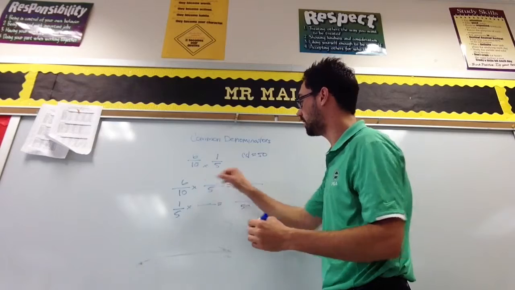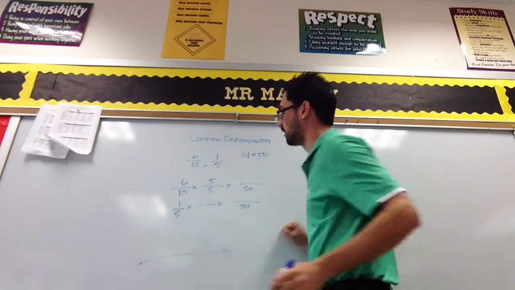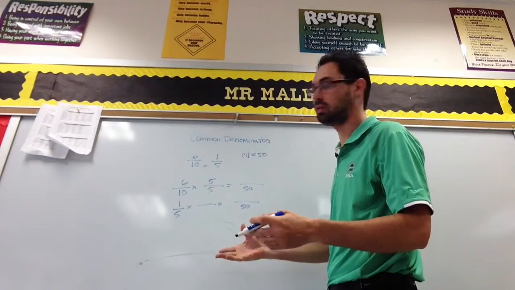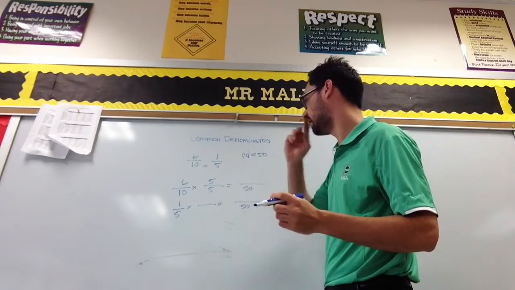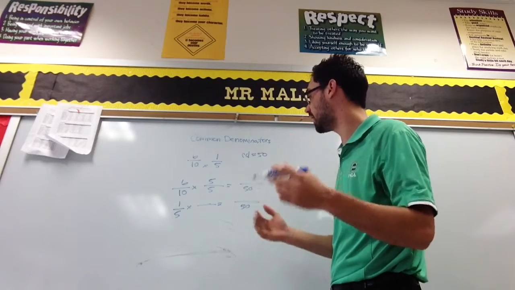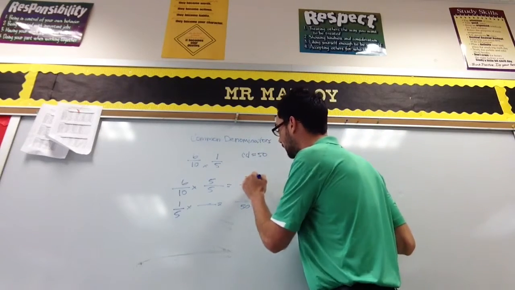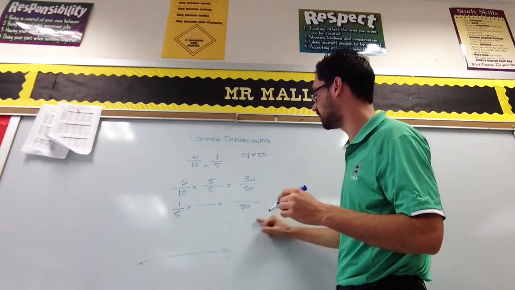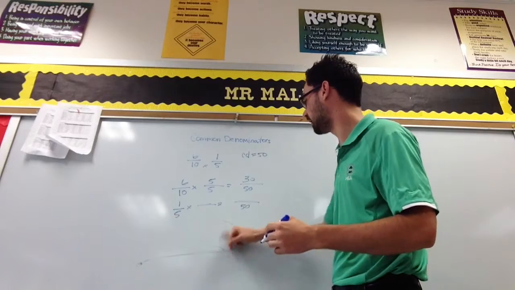What we do to the bottom, we have to do to the top. We discussed that this is 5 over 5, which is equal to 1 whole. And we talked about how anytime you multiply or divide something by 1, it does not change the value. So even though I'm changing the pieces, 6/10 and 30/50ths are equal to each other. I just cut it up differently.